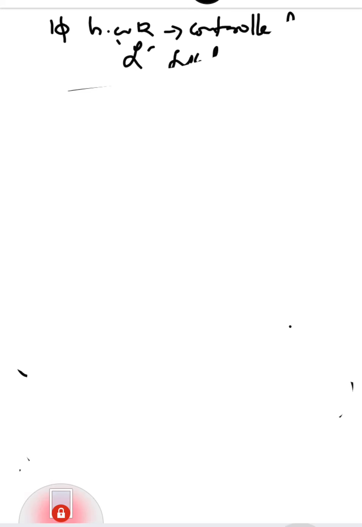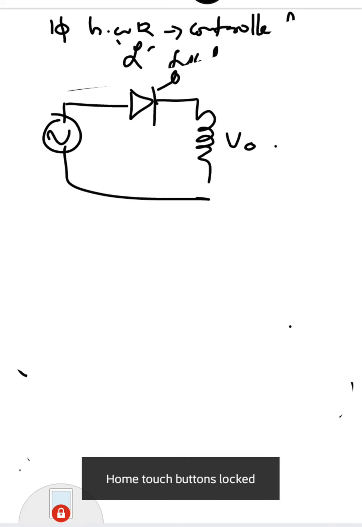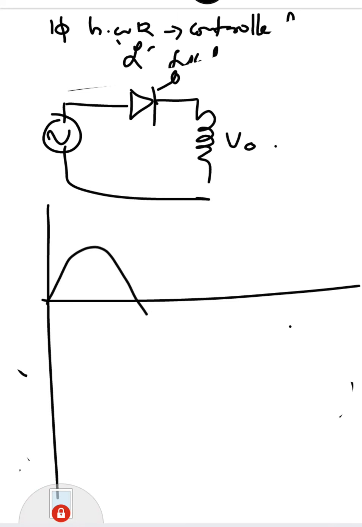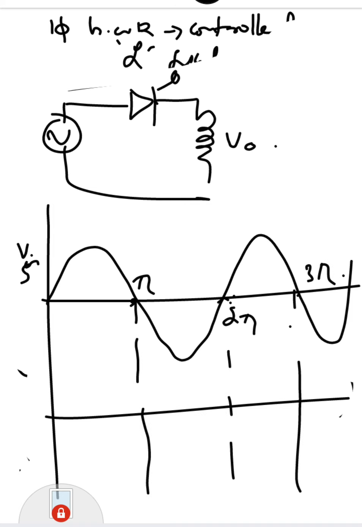This is very simple. You draw the source voltage, there is an SCR, and you draw this inductor. This is the output voltage V0. First you draw the input voltage. Okay, this is Vin or Vs. This is pi, this is 2 pi, this is 3 pi, etc. First I will draw the current and then I will draw the voltage.